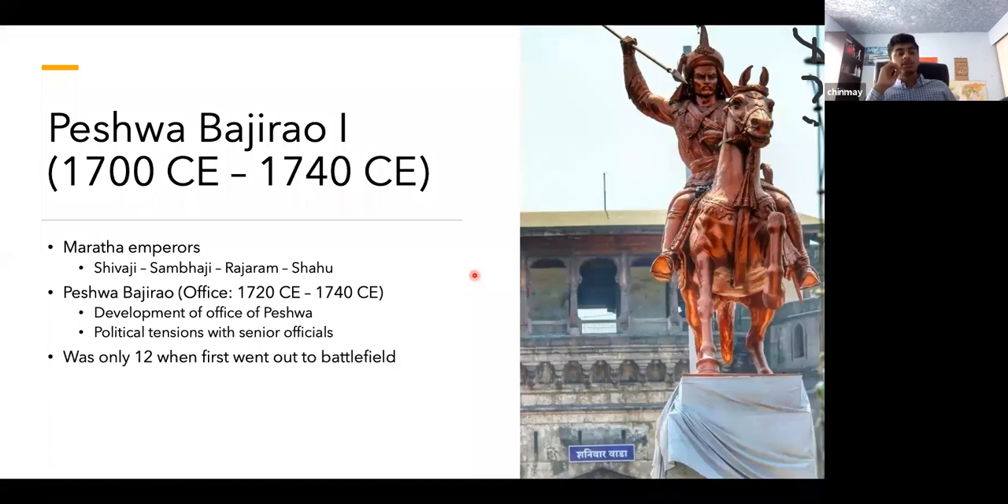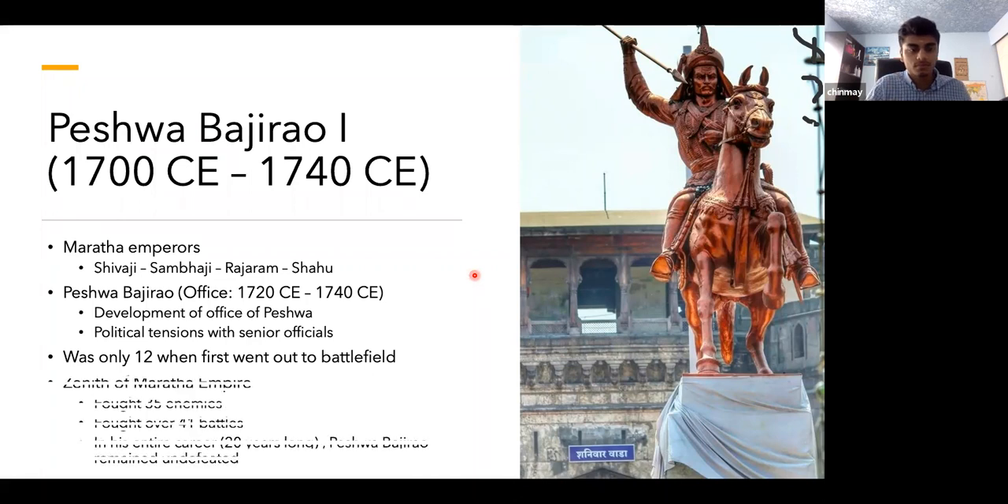But Peshwa Bajirao was not just a person who was given this position on his lap. He truly deserved the position. He was only 12 years old when he first went out to the battlefield. And at the zenith of the Maratha Empire, he fought over 35 enemies. In his 20-year-long military career as Peshwa, he fought over 35 different kingdoms and enemies.